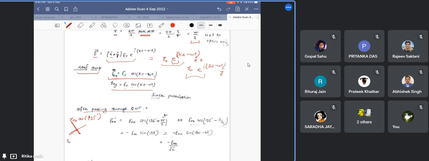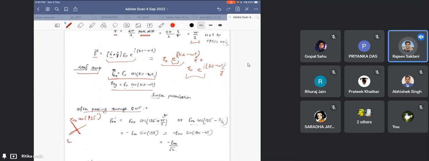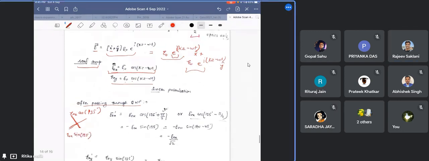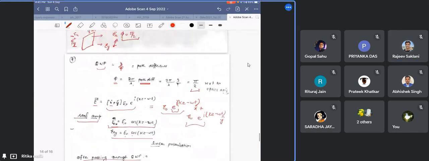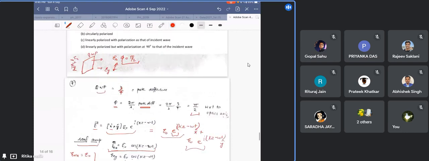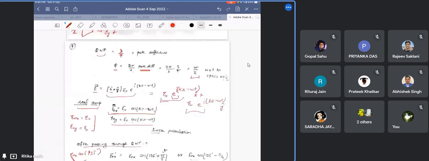Ma'am, what is E0 by? E0x is E0, it is given in the question. E0y is E0, they are both the same. In the question it is given, so I just write it in a more general form. So they are E0x and E0y, the x and y components. Okay, sorry.